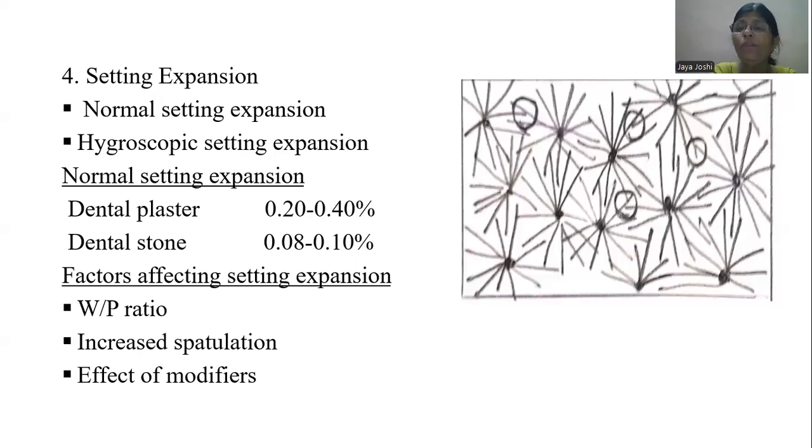And the effect of modifiers. Basically the modifiers interfere in between the growing crystals, whether it is an accelerator or a retarder. Now an accelerator usually causes the mass to become rigid very fast, so there is hardly any chance for the crystals to intercept with each other. And in case of a retarder, as it forms an adsorbed layer, it will retard the growth. So there will be no intermeshing or interception of the crystals. So with the effect of modifiers, the expansion will be less.